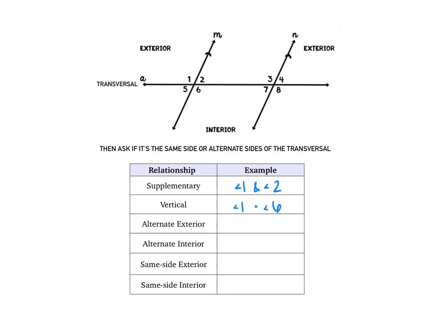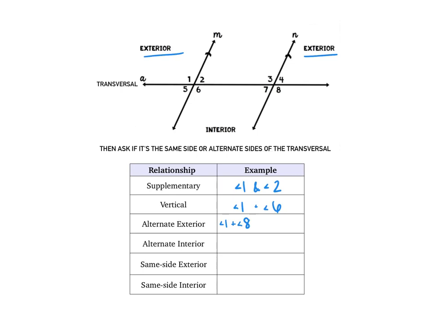All right, to our new ones, alternate exterior and alternate interior. So for alternate, they are on opposite sides of the transversal. I need one from each side. So if I'm looking at my exterior angles, they are labeled for me here. Okay, so I'm looking at some combination of 1, 5, 4, and 8. Well, if they're alternate exterior angles, I could do 1 and 8. Those are on opposite sides of each other and on the outsides. I need one from each side. So angle 1 and angle 8 would work. I could also do 4 and 5.